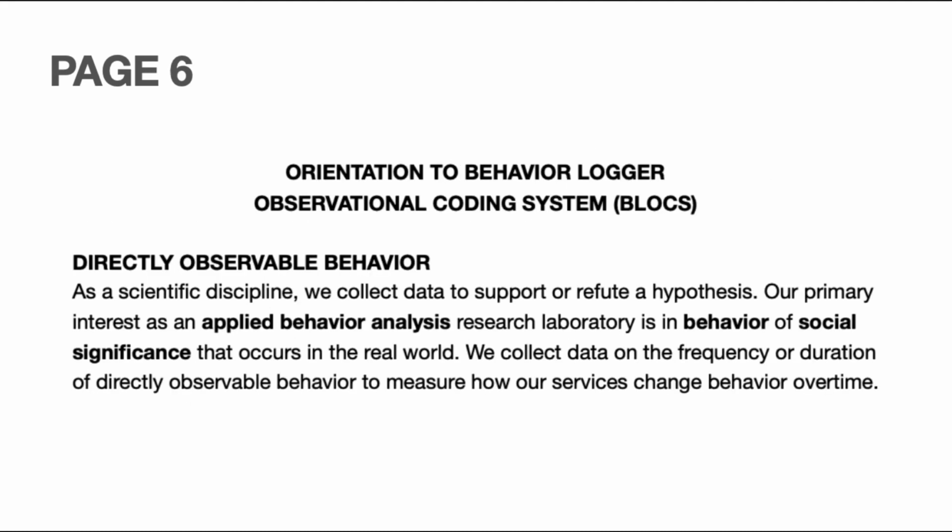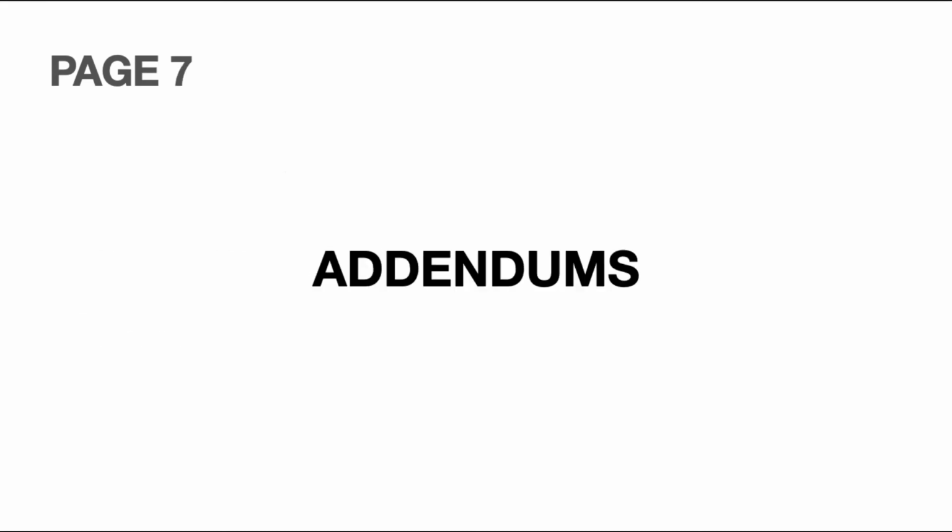Flip to page 6 in your training manual and pause the video to read. Flip to page 7 in your training manual. This is the addendum section. Creating video models consumes a lot of time and resources. Any changes made to BLOCS training since its creation that are pertinent for the trainee will be listed here. Pause the video to read any addendums.